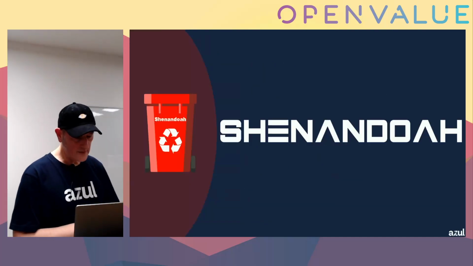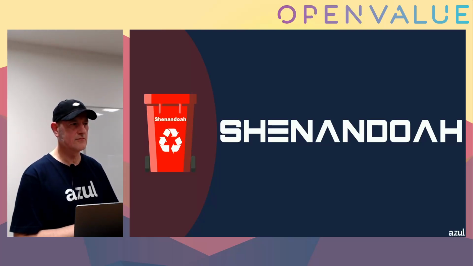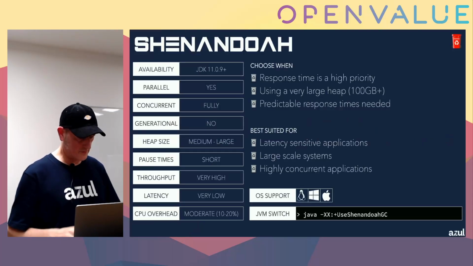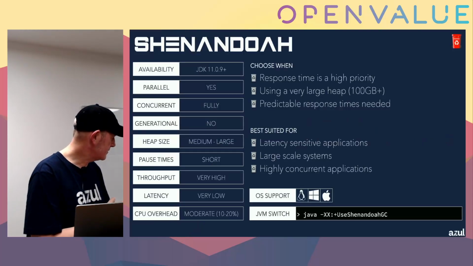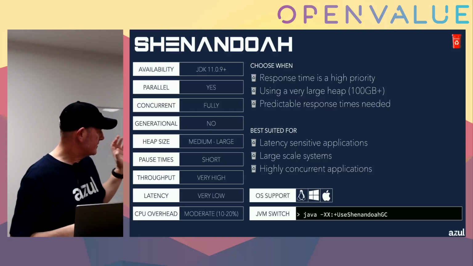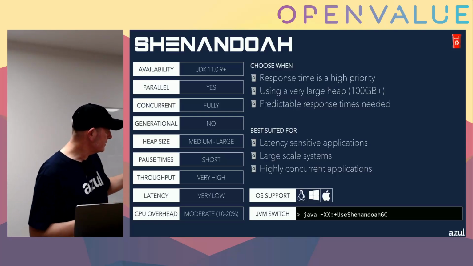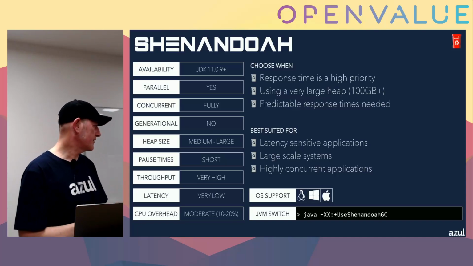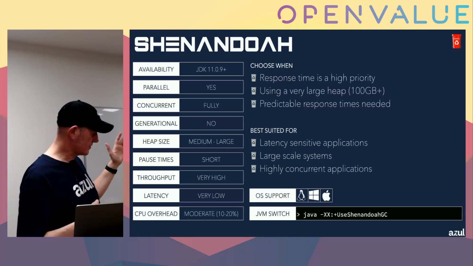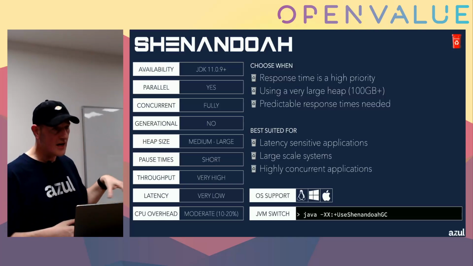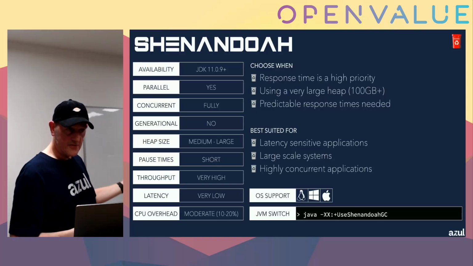Shenandoah, who knows that one or has heard of it? This was done by Red Hat, more or less by Roman Kennke, and I think two other guys worked on that mainly. That's at the moment the only non-generational garbage collector in the JVM. With JDK 24, there will be an experimental version of a generational Shenandoah collector. That means it will be even faster. Why will it be faster?